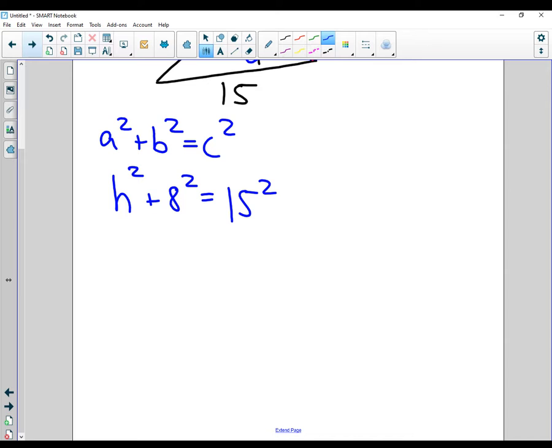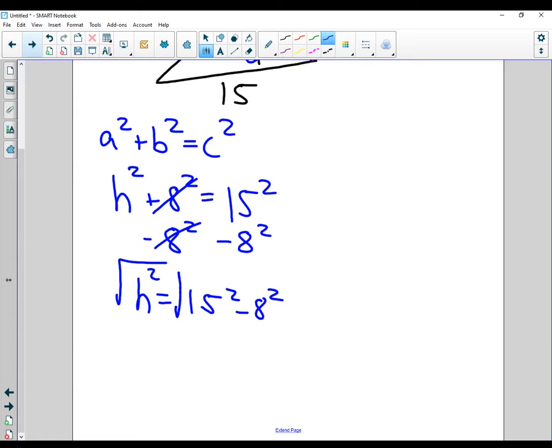Now I want to solve for h squared. So I'm going to subtract the 8 squared. I'm going to get h squared equals 15 squared minus 8 squared. Right, that's what this says. So I'm just going to leave it as 15 squared minus 8 squared. Hey, how do we undo a square? Yeah, square root. To undo a square, you take a square root.